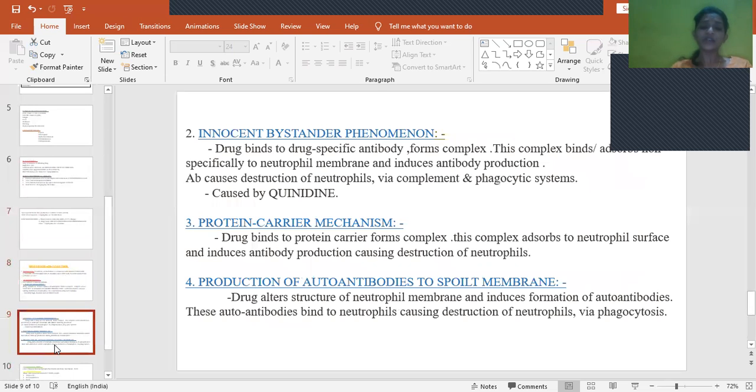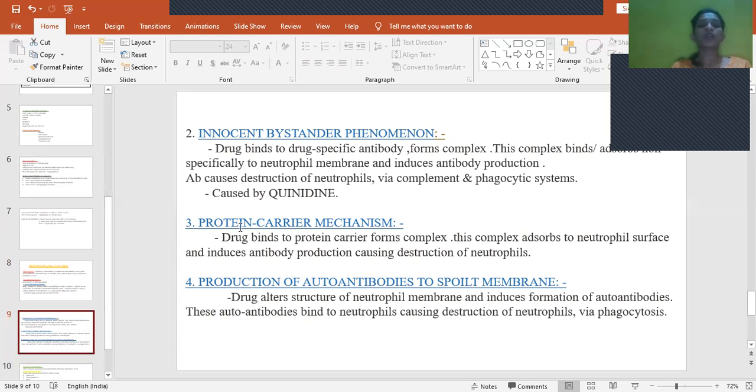Then coming to the innocent bystander phenomenon. The drug binds to a drug specific antibody and forms a complex. This complex is adsorbed on the neutrophil membrane, sticks to it, and also induces antibody production. The antibodies that are produced will destroy these neutrophils by complement and phagocytic systems. Here this is caused by quinidine. Okay, it is just an adsorption phenomenon.